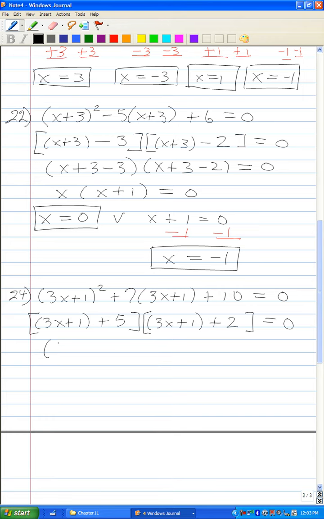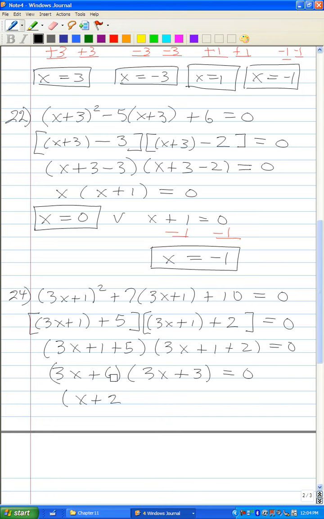Let me simplify this. So let me get rid of the parentheses. And so I get 3x plus 6, 3x plus 3. I could actually factor out, oh, maybe I should, just so that you sort of see this. So I can factor out a 3 from the 3x plus 6. So I get 3 on the outside times x plus 2.